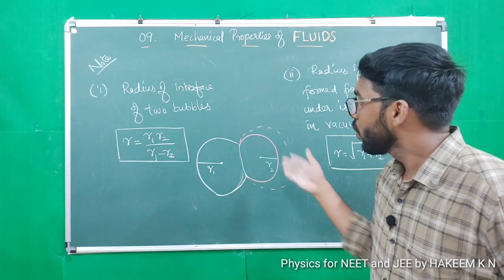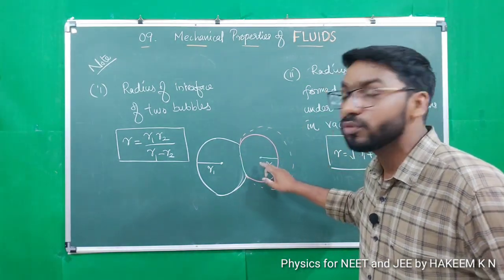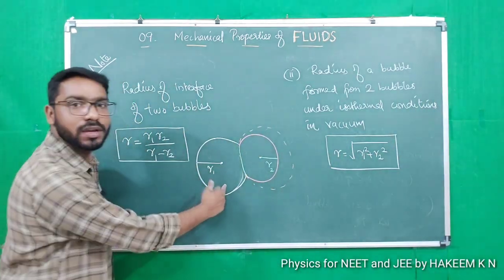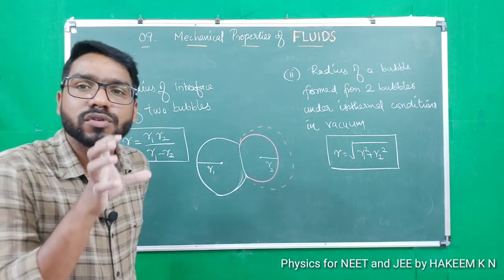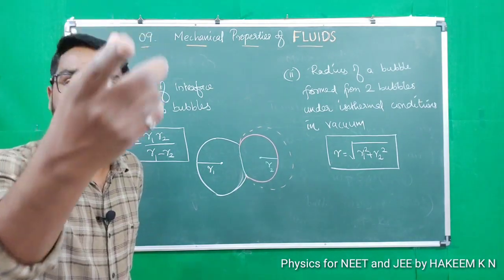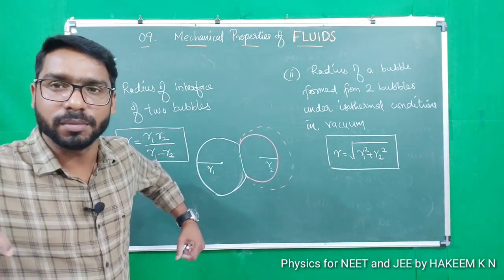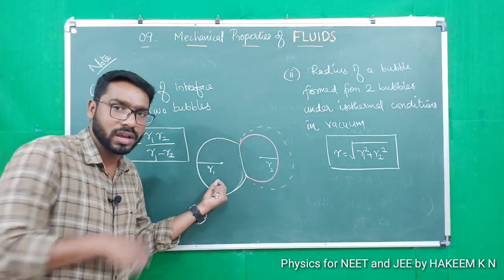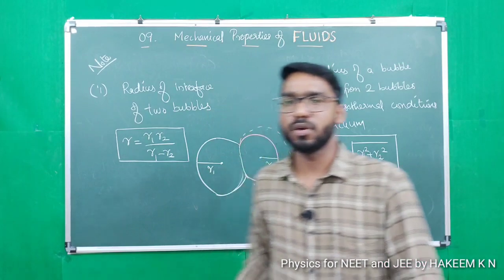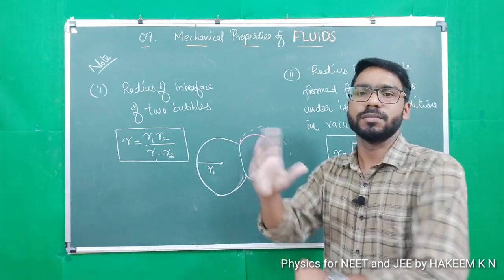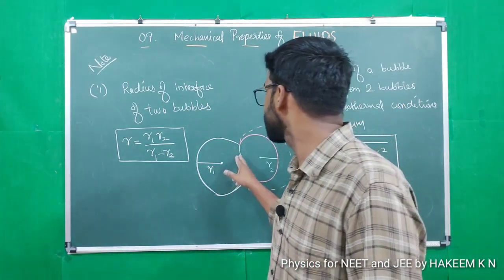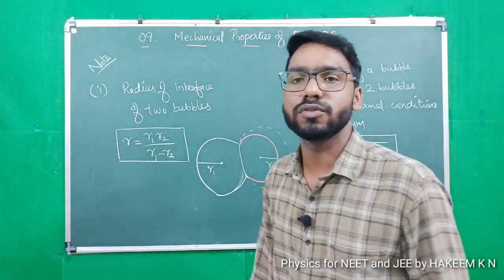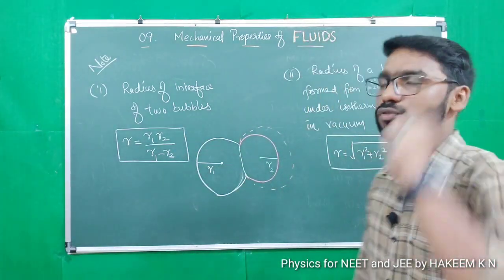will be concave to the bigger bubble and convex to the smaller bubble. Why? For the small bubble pressure is large and for the bigger bubble pressure will be small. The radius of the interface should be calculated using R1 R2 by R1 minus R2.